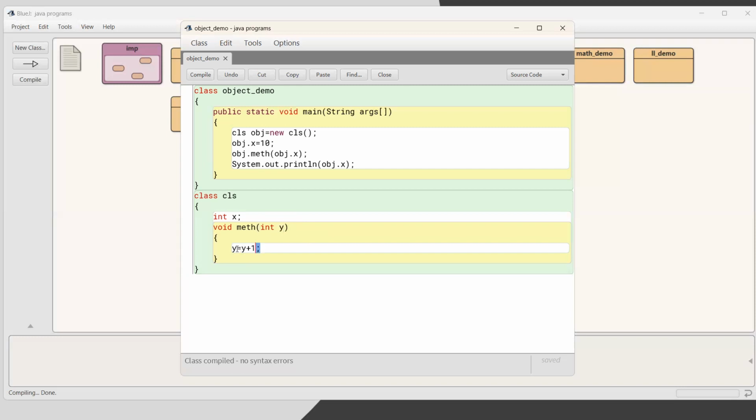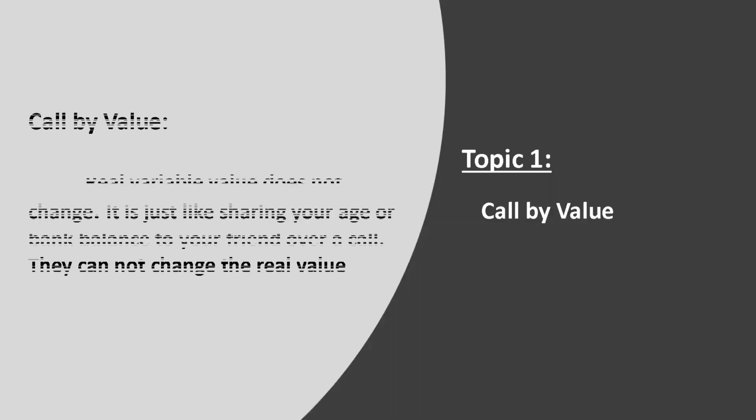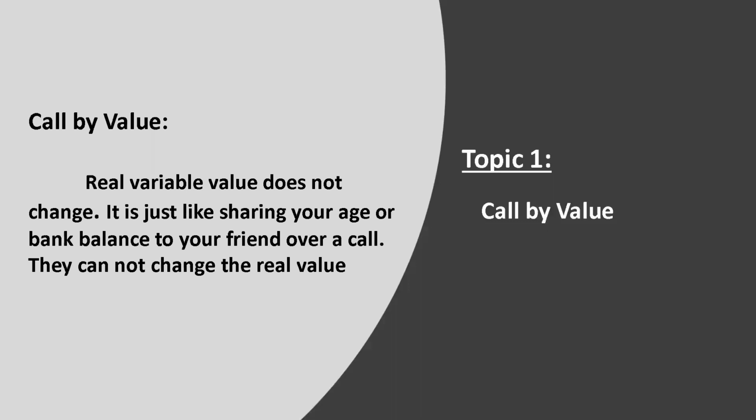Whenever you are writing y equals y plus 1, you are changing the value of y. You are not changing the value of this x. So now again, the output is going to be the same. It is a local variable, so there is no impact on the original variable. That is called call by value. Here the real value doesn't change. Obviously, it is just sharing your age or your bank balance. Yes, you can share your bank balance as well. So this is just sharing the value.